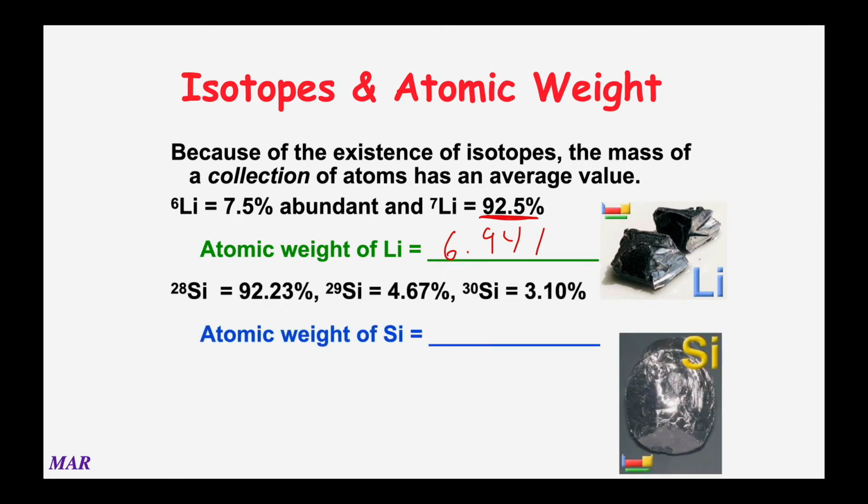Silicon has several isotopes, and you can see right away that silicon 28 is more than 90% abundant, which means more than 9 out of 10 times you're going to have a silicon 28. And if you look on the periodic table, you'll get a number something like this. My periodic table lists 28.09. Again, yours might be a little different. And again, because the most abundant isotope was silicon 28, it makes sense that the atomic weight, which is basically an average, will be closest to that as well.